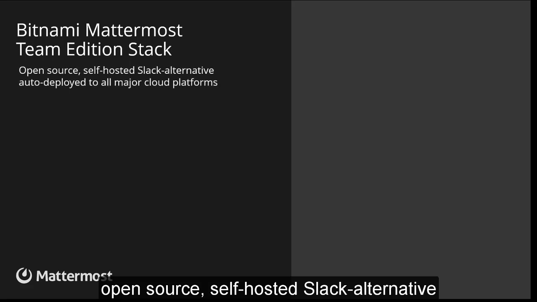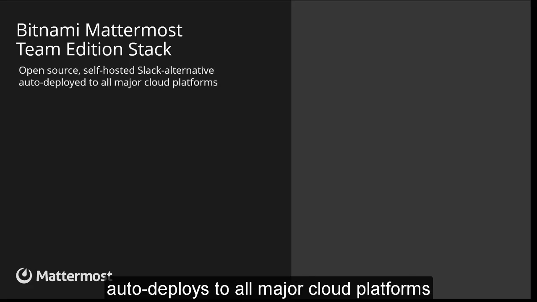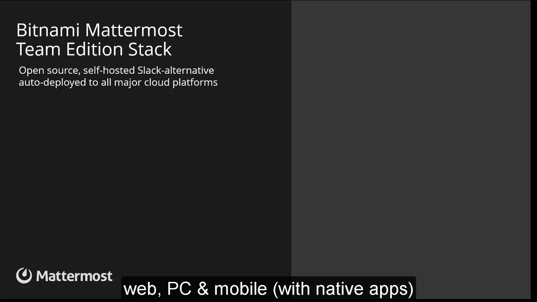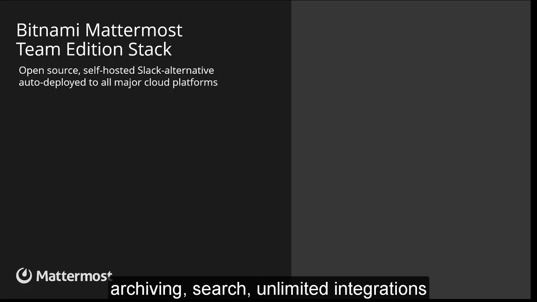This is an open source self-hosted Slack alternative that auto-deploys to all major cloud platforms. So with Mattermost, you have open source workplace messaging across web, mobile, and PC, including native apps, with continuous archiving, instant search, and unlimited integrations.